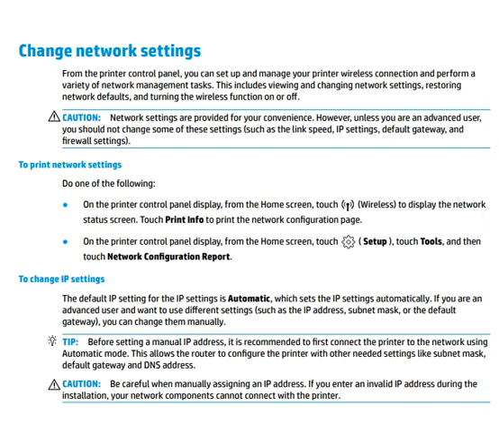Now we will see the next topic of this video, which is change network settings. From the printer control panel, you can set up and manage your printer wireless connection and perform a variety of network management tasks, like viewing and changing network settings, restoring network defaults, and turning the wireless function on or off. Some important cautions are available here. You can read this content for more information.